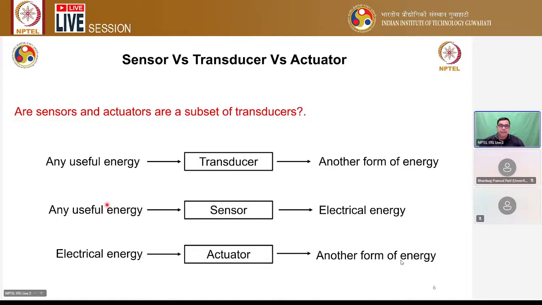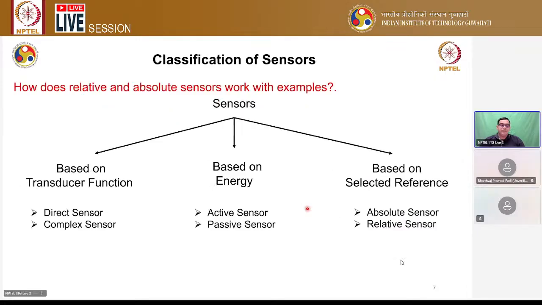For example, say I have a sensor whose input is heat energy, but the stimulus that I have is in the form of chemical energy. For these kinds of cases, we need a transducer which can convert this chemical energy to heat energy, and this heat energy can be input to a sensor, which then converts it into electrical energy. So basically, this complex sensor works in conjunction with other transducers.